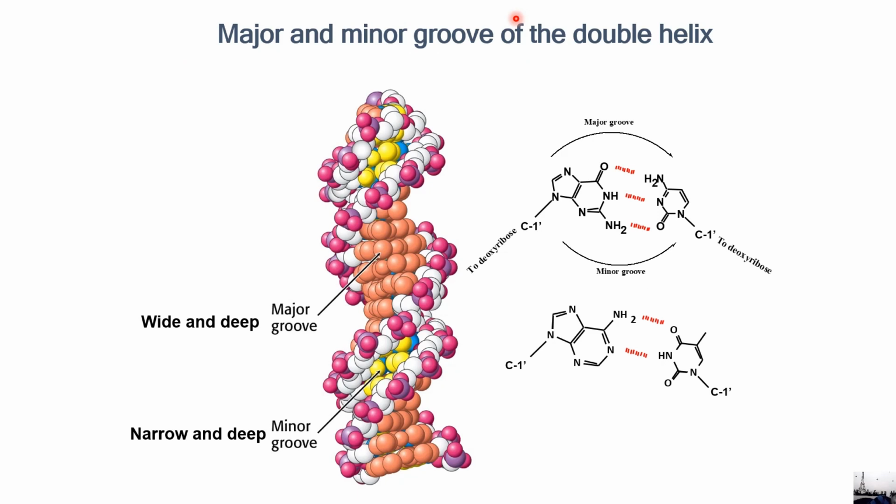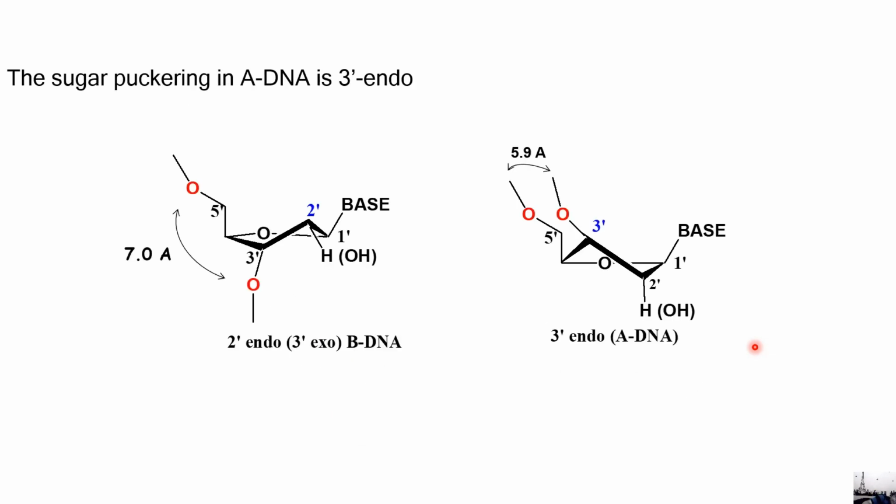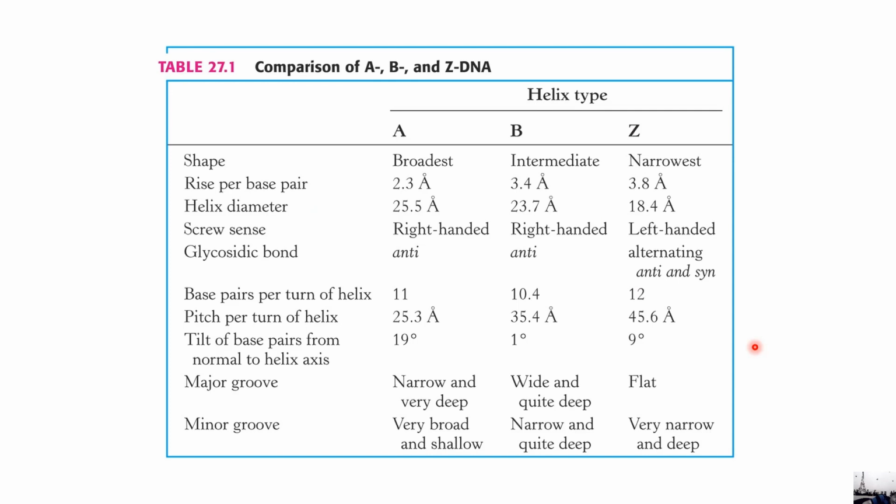What are the major and minor grooves? If you can check, this is the major groove and this is the minor groove. Okay, so this is what we see in the major groove because it has three hydrogen bonds, and the minor groove will show a different thing. Hypothetically, if the two grooves had similar size, the deoxyribose residues would be attached at 180 degrees to each other. So that is why the major and minor groove demarcation is very important.